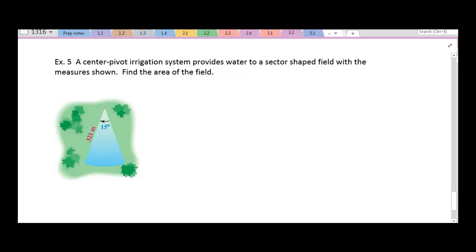So this is pretty much straightforward, we're going to plug into a formula. The formula for area of a sector was given as A is equal to 1/2 radius squared times theta. In this case, I know that the radius of my sector would be 321 meters, or the radius of my circle. I also know that this center pivot is rotating 15 degrees. So I'm going to multiply by 15 degrees, but remember that I have to change theta into radian measure if it's not already given. So I'm going to multiply by pi over 180.